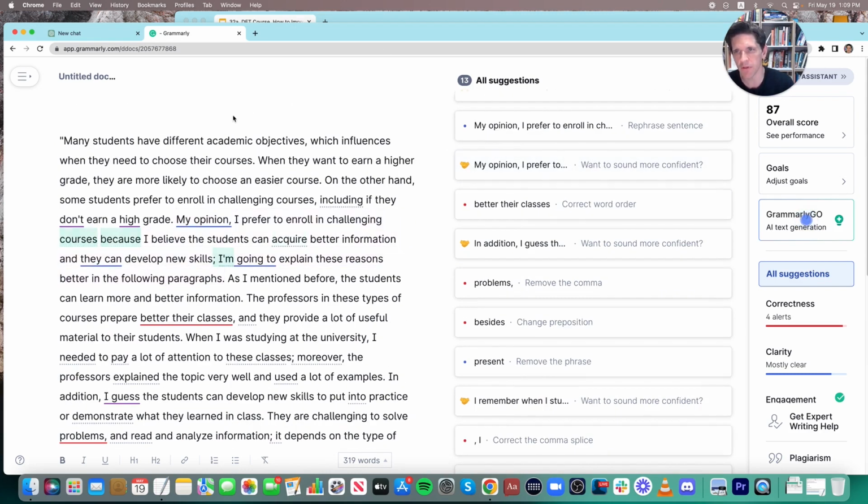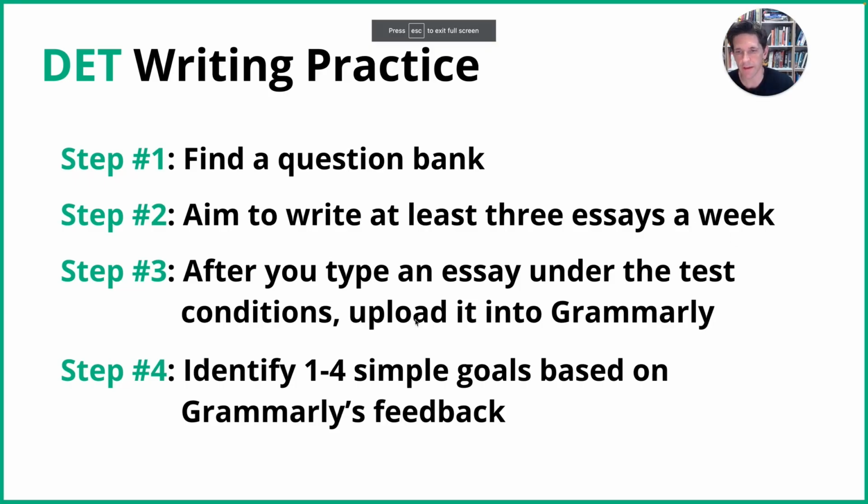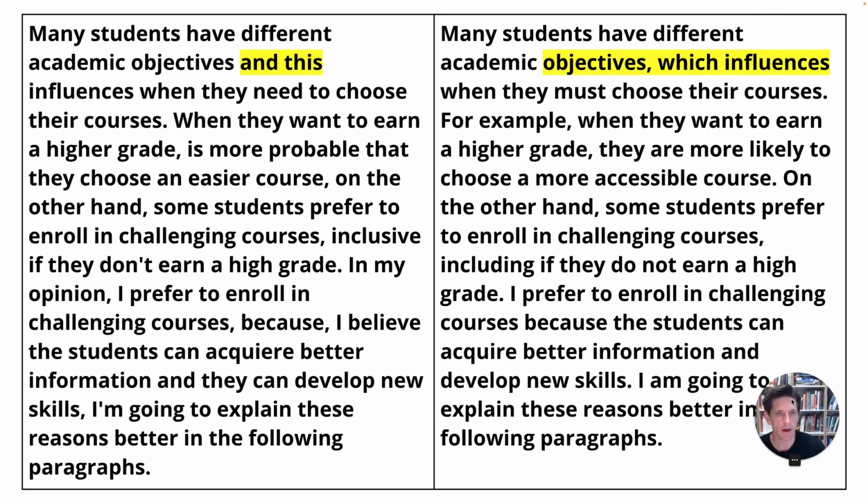And then I'll copy this text, and then I'll paste it side by side with my original document. Okay, and then after I do that, I'll identify 1 to 4 simple goals based on Grammarly's feedback. So look here. On this right side, I have Grammarly's feedback here. Let me highlight this. On the left side, this is my original. So what I'm looking for is the difference between my original and this. So what's the difference here?